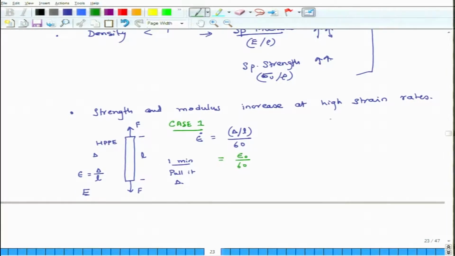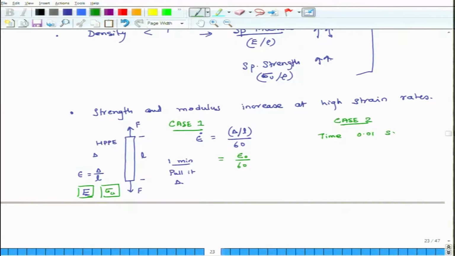Case 2. When I pull it in 60 seconds, in that situation the modulus is E, and the strength is, let us say, sigma u. So, I am pulling it very slowly. In the second case, let us say the time is 0.01 seconds.